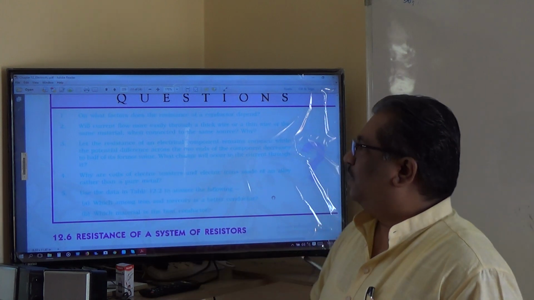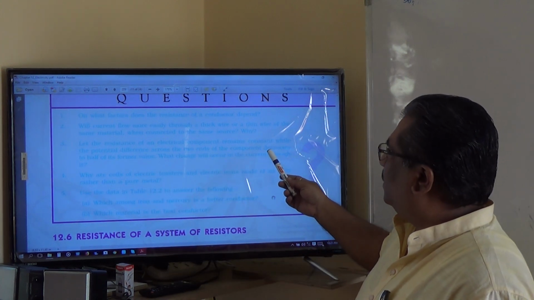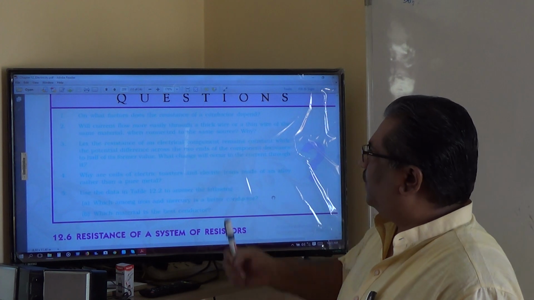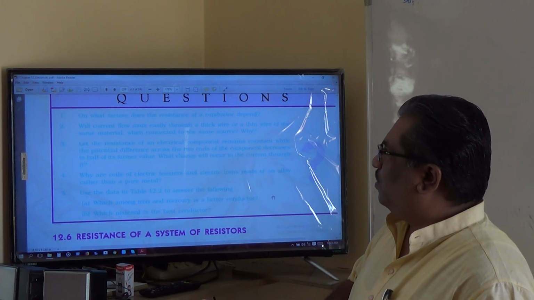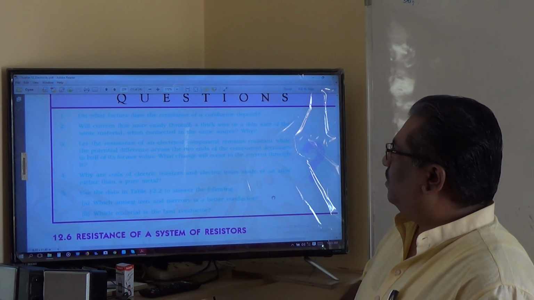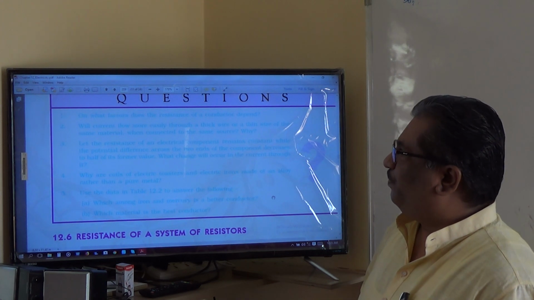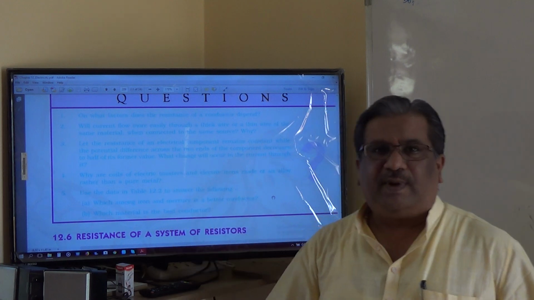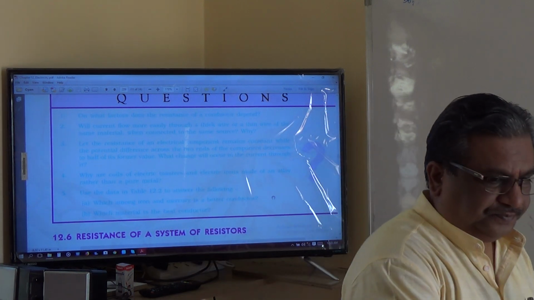Third one: let the resistance of an electrical component remain constant while the potential difference across the two ends of the component decreases to half of its former value. What change will occur in the current through it? So let us see this one, third one. We will try to solve here.